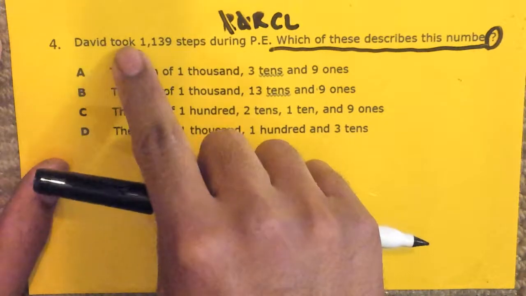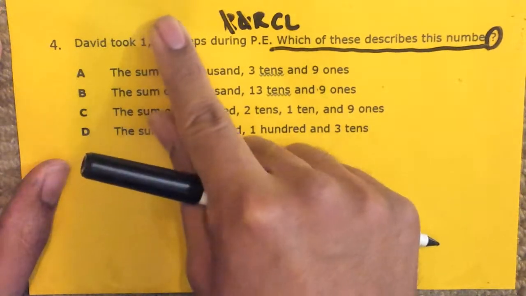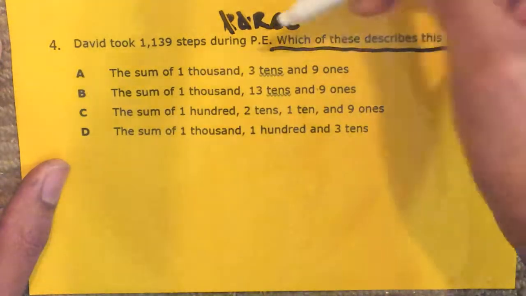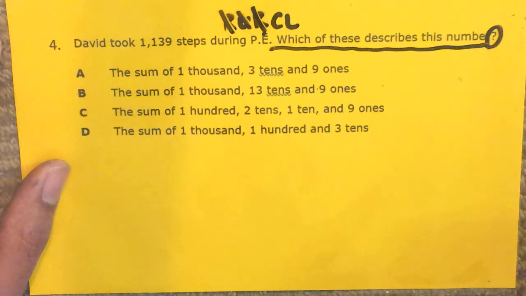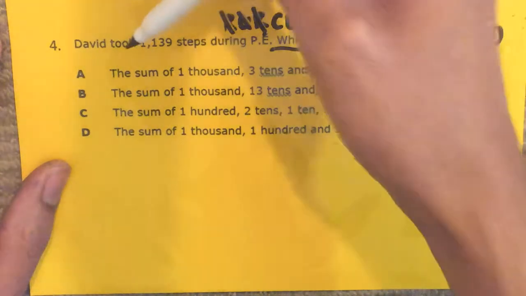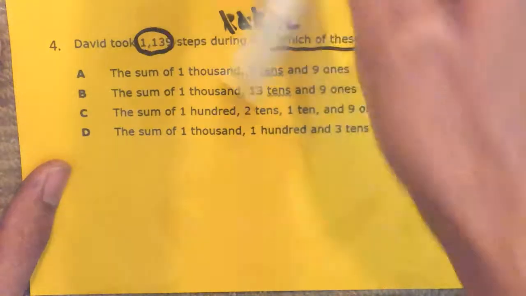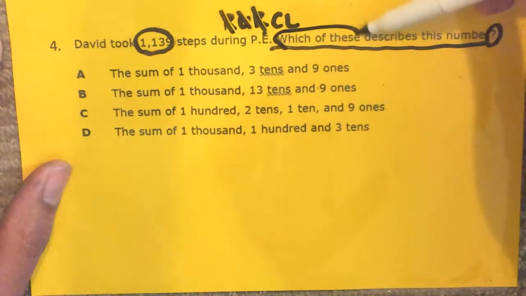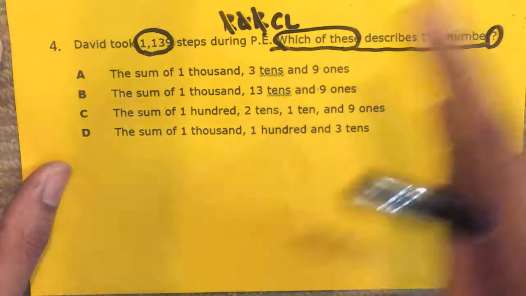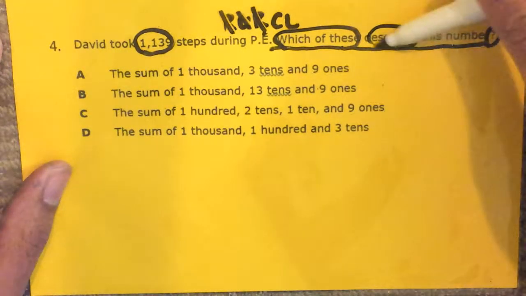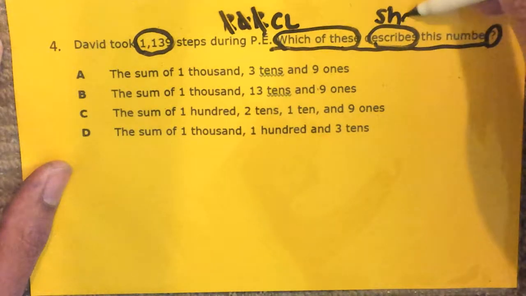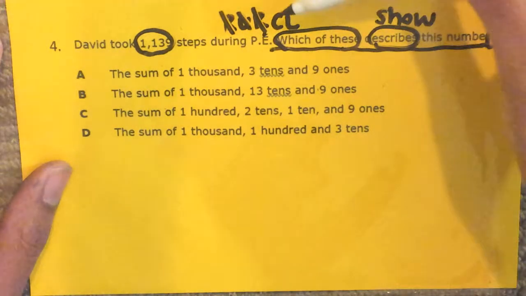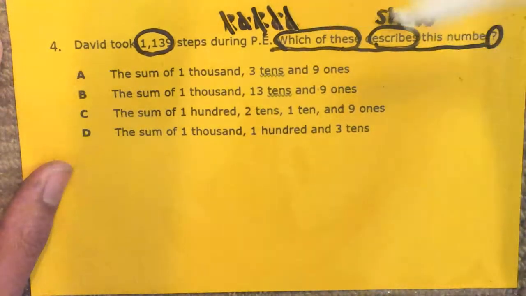It says, David took 1,139 steps during PE. So let's cross off the R, and now let's circle the clue words. So this number is going to be very important. He took this many steps during PE, and I need to figure out which of these answer choices is going to describe or show the number, this number.